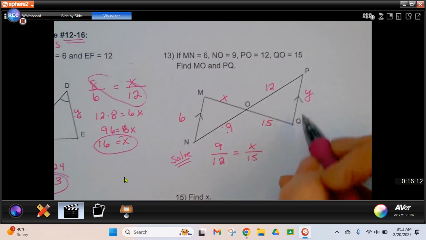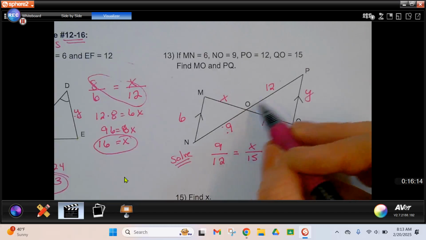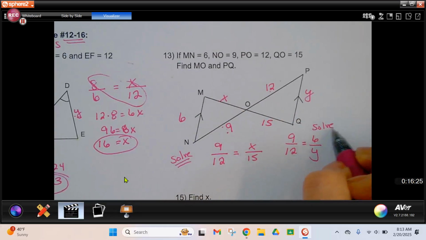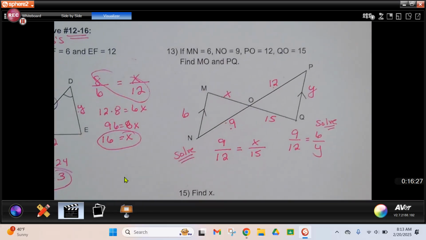Then the other proportion I would use to solve for y is I would still use these corresponding sides, 9 is to 12 as 6 is to y. And now you solve that for y using cross multiplying.